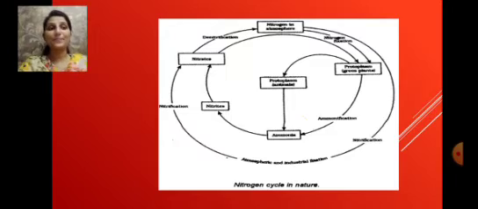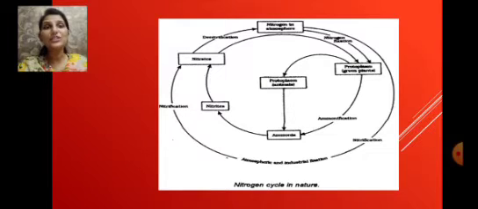And the third step in the nitrogen cycle is this: ammonia has to be converted into nitrites and nitrates. And this process is called nitrification. So nitrification is also done by microorganisms, and when nitrites are converted into nitrates, they are absorbed by the plants from the soil. So all this is a cyclic process.